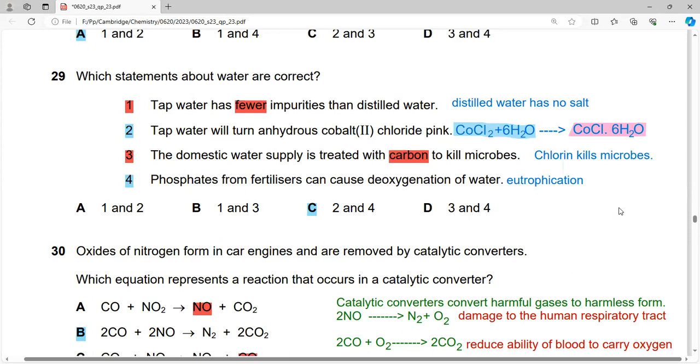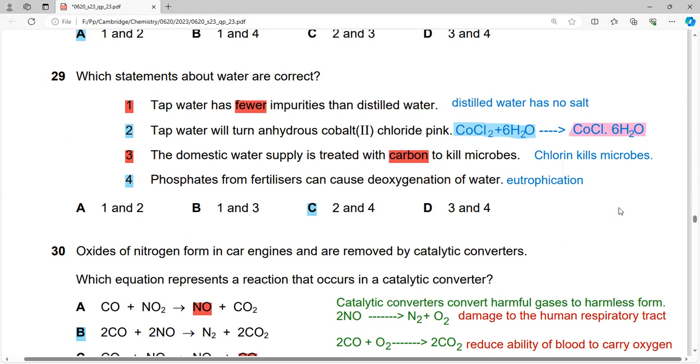So number 4, the phosphate from the fertilizer can cause deoxygenation of water. So this is a correct statement. Why? Because if there are high fertilizers, or high phosphates or high nitrates in the water, this will cause an increase of algae. When the algal growth increases, it covers all the surface area of the water, so the sunlight cannot penetrate into the water. So aquatic plants cannot perform photosynthesis and they die.